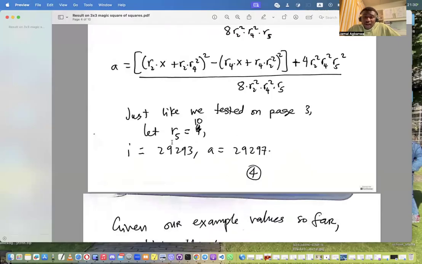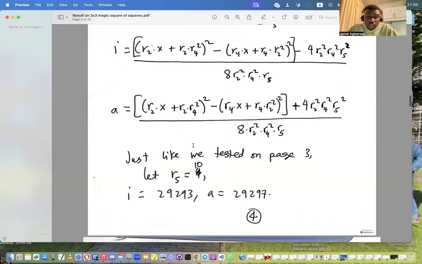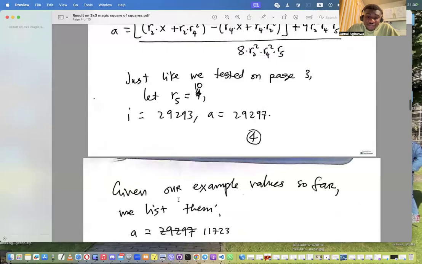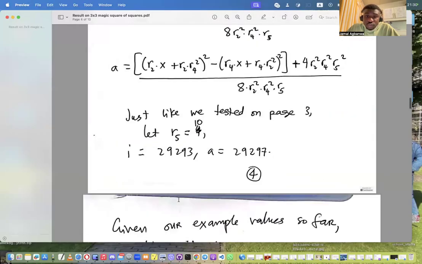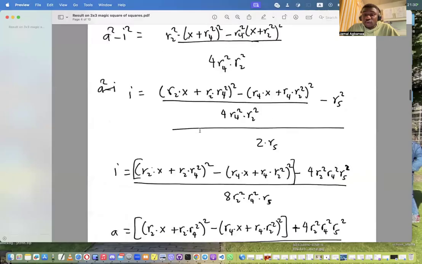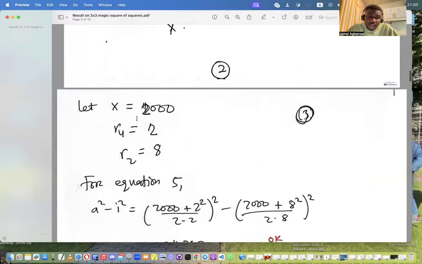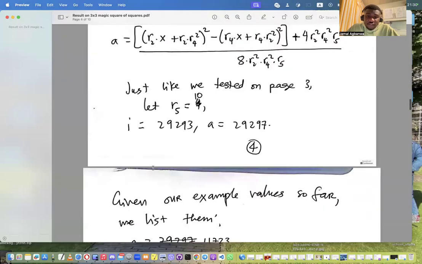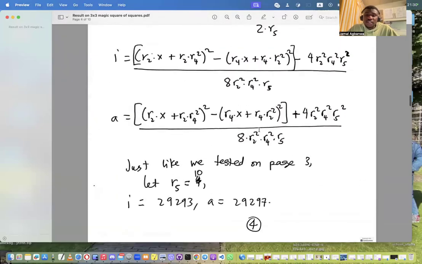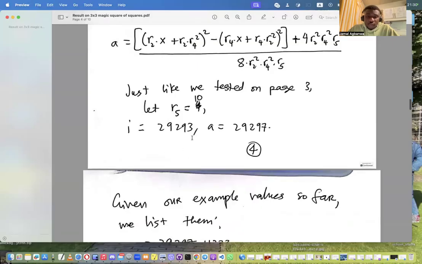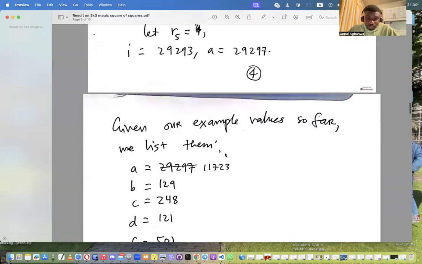We now suppose that r subscript 5 was equal to 10 as an example to see what happens. So after giving this example, this example is just a continuation of the previous example. In this case, x was 2000 as we did before. R subscript 4 is 2. R subscript 2 is 8. And R subscript 5 is 10. And we make the necessary substitutions, you find out that this is the value we get for I, this is the value we get for E.